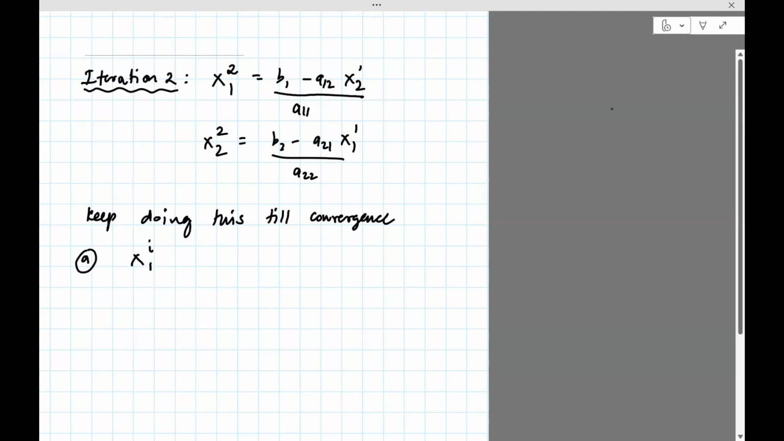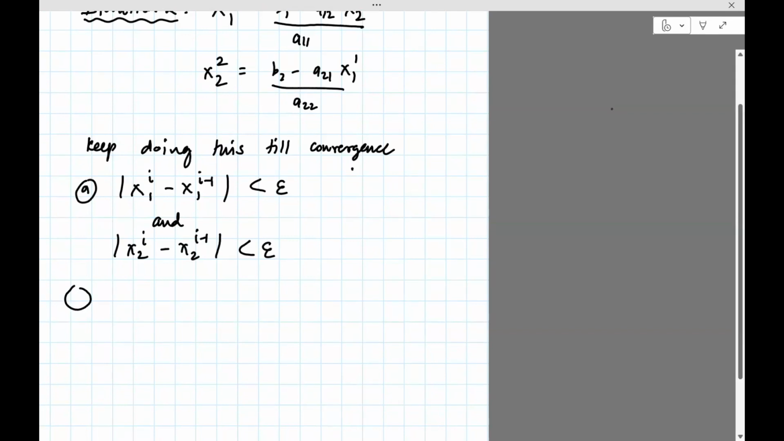So keep doing this till convergence, and convergence could be: x1 at iteration i minus x1 at iteration i minus 1, so that's the previous iteration, is less than some epsilon. Or you could also, well, you have to check this for both, right? So we'll do this and x2 at iteration i minus x2 at iteration i minus 1. Both of these conditions need to be true, because if one of them is violated, that means one of them has not converged, right?